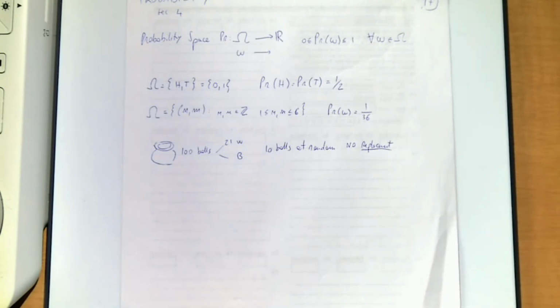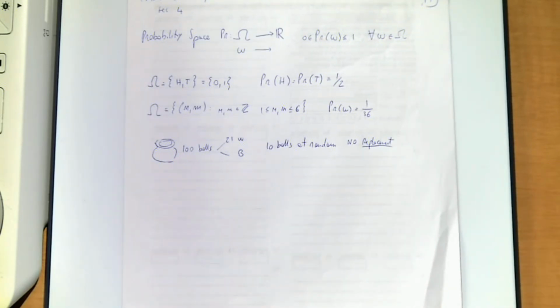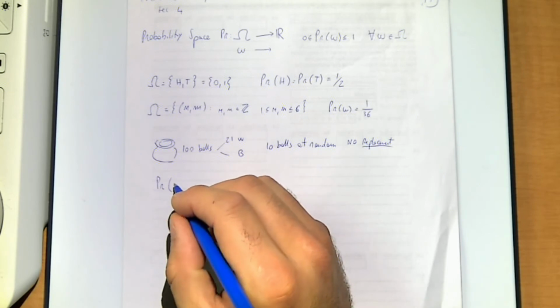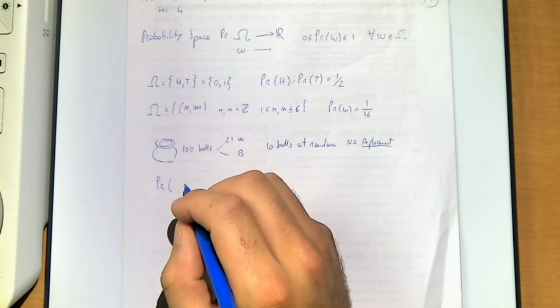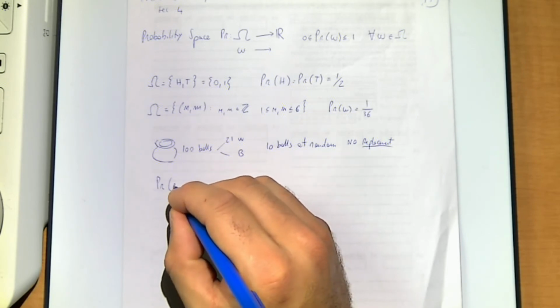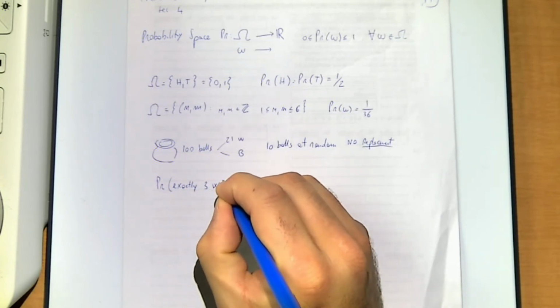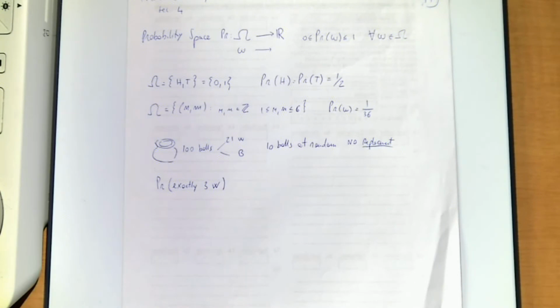Replacement is one important discriminant, of course, in these kinds of experiments. And so what is the probability of, say, exactly 3 whites? Okay? For example, this is a natural question to ask.